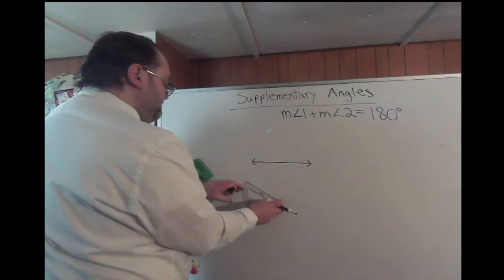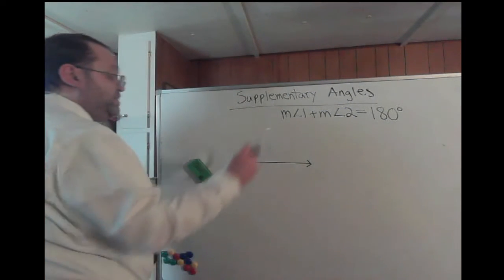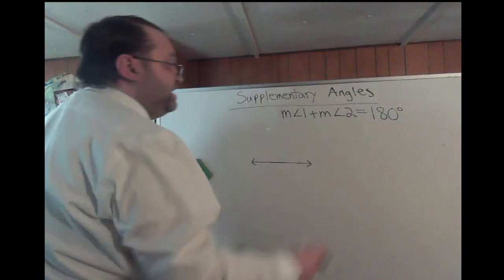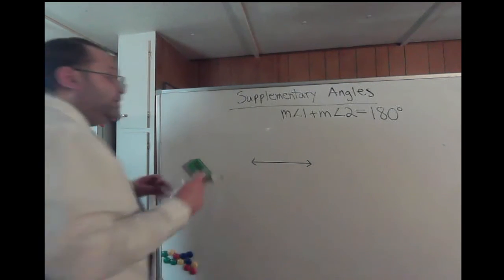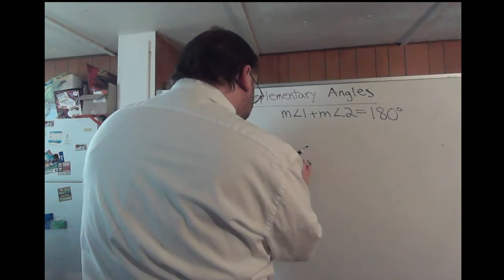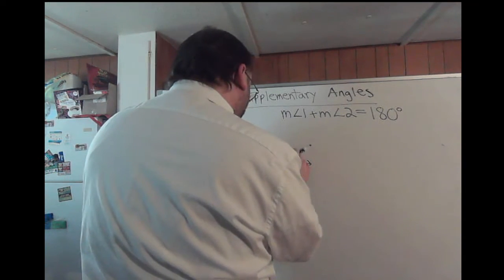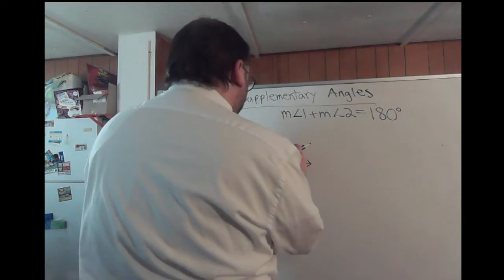Okay. We're only going to work off of two angles, but again, you could have 10 angles inside of here that add up to 180. As long as they all add up to 180, they're supplementary. But let's say here at the center, let's say one angle is 135 degrees.